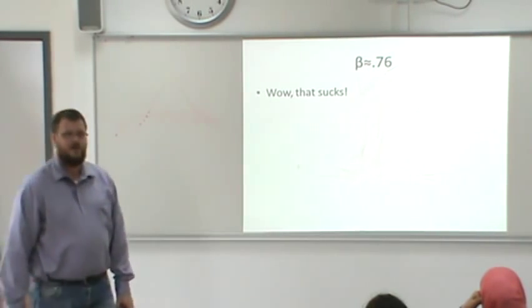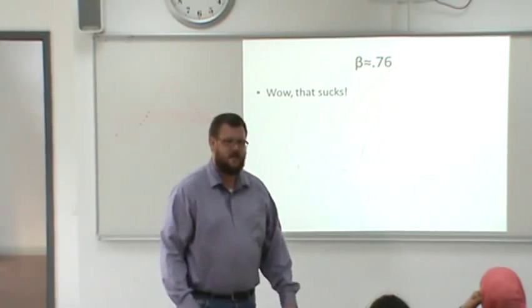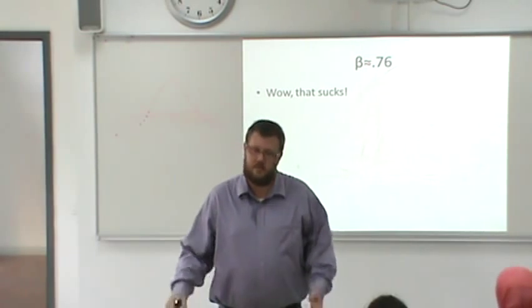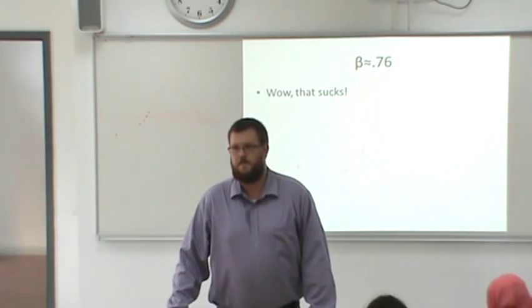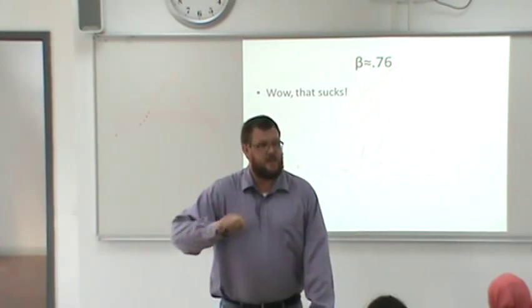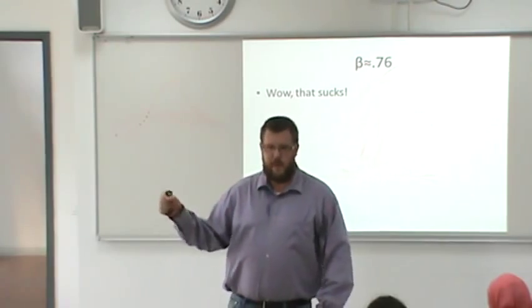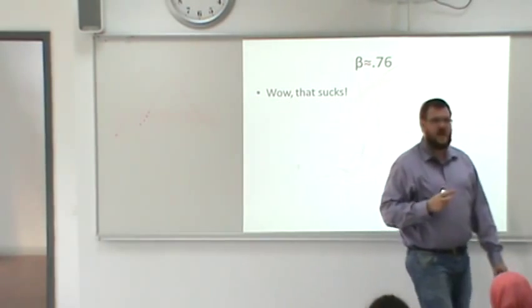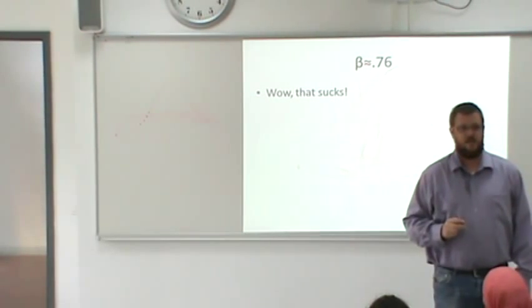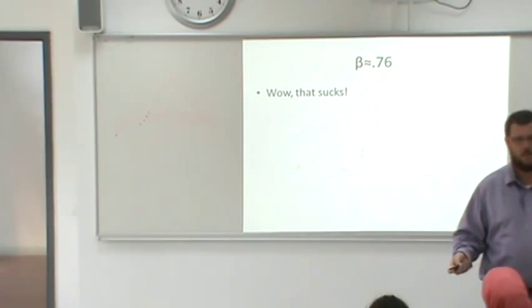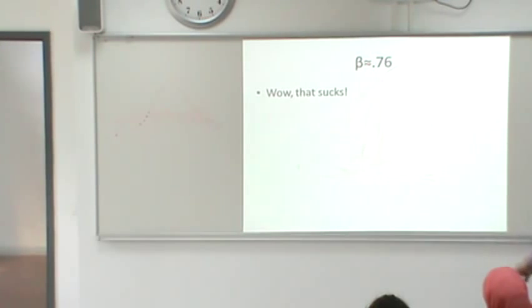That really sucks. Why does it suck? Why does beta equal approximately 0.76, why does that suck? What does beta mean again? Failing to reject inappropriately, or incorrectly failing to reject. This means that when the probability of success really is 0.6, we will incorrectly fail to reject 74% of the time. Or, I'm sorry, 76% of the time.